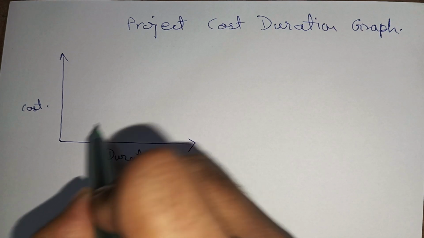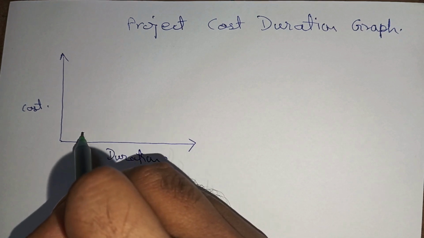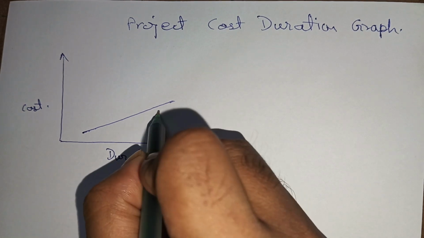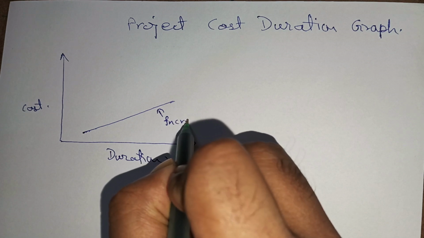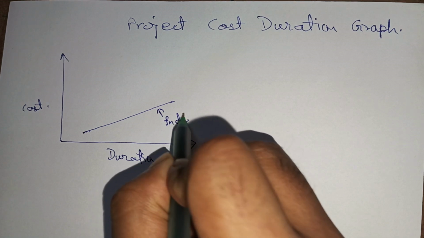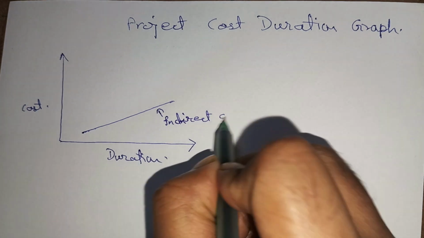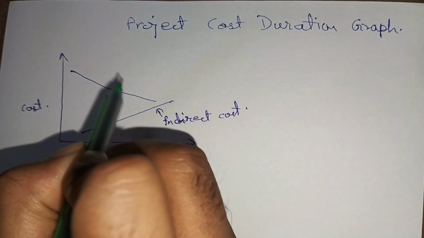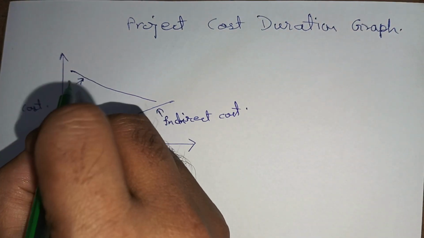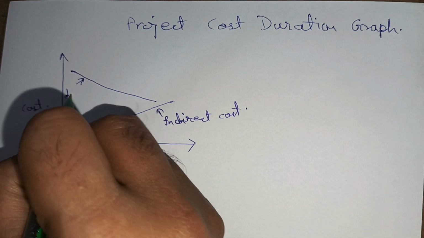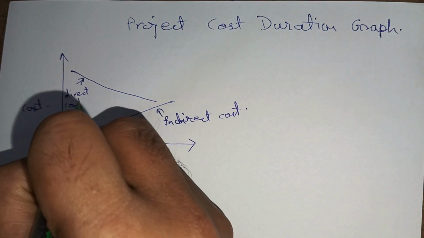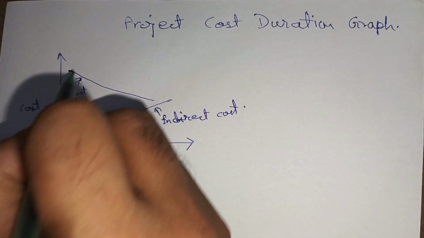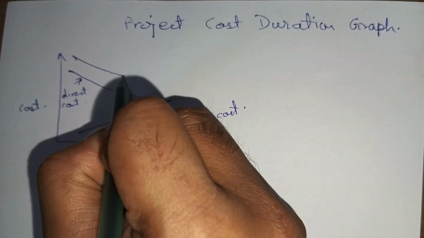Now, it is generally seen in projects that as time increases, as duration increases, your indirect cost also increases. And your direct costs are generally found to be decreasing as your time duration increases in any project. Now, if you sum up this direct and indirect cost, you will find your total cost of the project.